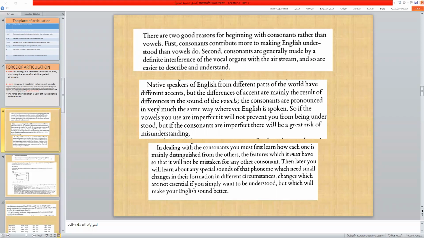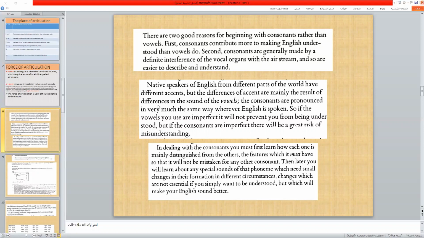There are two good reasons for beginning with consonants rather than vowels. First, consonants contribute more to making understood than vowels do. Second, consonants are generally made by different interference of the vocal organs with the airstream, and so are easier to describe and understand. Native speakers of English from different parts of the world have different accents.